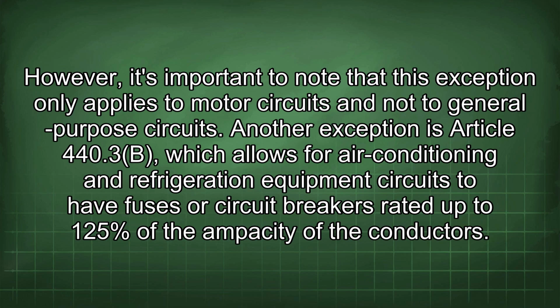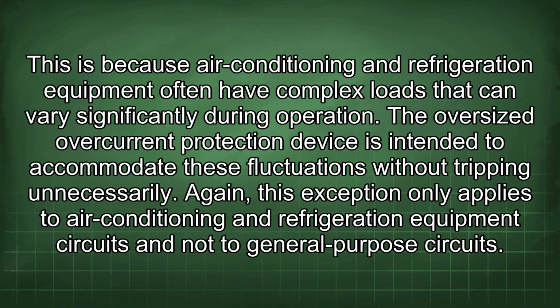Another exception is Article 440.3b, which allows for air conditioning and refrigeration equipment circuits to have fuses or circuit breakers rated up to 125% of the ampacity of the conductors. This is because air conditioning and refrigeration equipment often have complex loads that can vary significantly during operation. The oversized overcurrent protection device is intended to accommodate these fluctuations without tripping unnecessarily. Again, this exception only applies to air conditioning and refrigeration equipment circuits and not to general-purpose circuits.